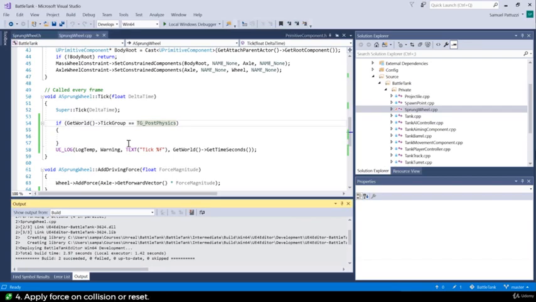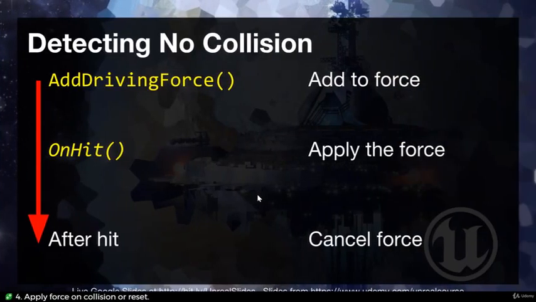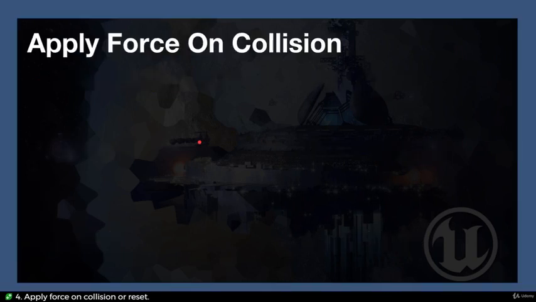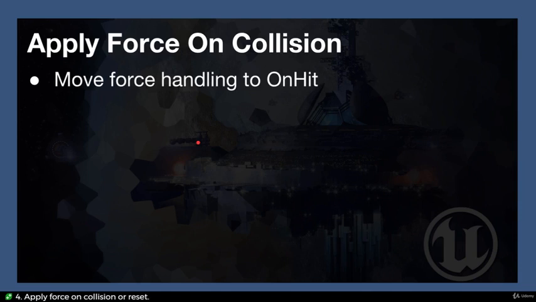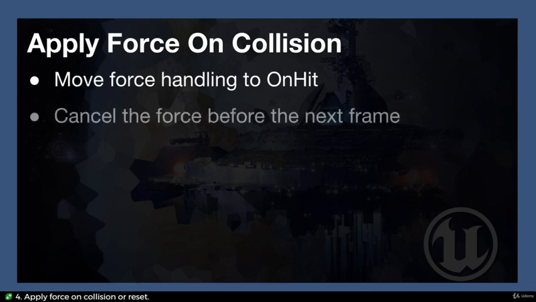Okay, so armed with your new knowledge about tick groups, I would like you to apply the force on collision or reset it afterwards. So that's going to require a little bit of challenge time. So apply force on collision. That's what we're doing. So move the force handling to on hit rather than being directly where we're adding the force. Cancel the force before the next frame and test. Fairly straightforward challenge there. Let's pause the video and have a go.